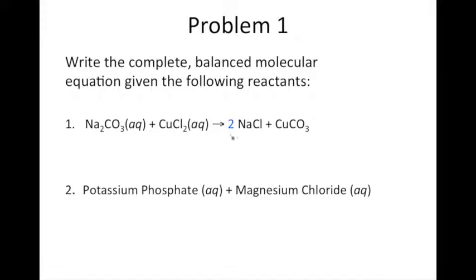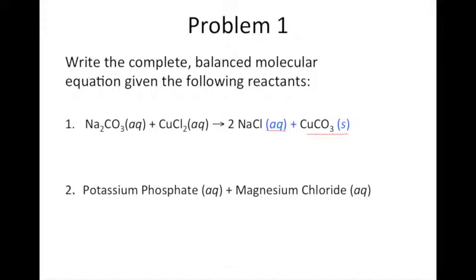So the next thing I have to do is balance the equation. I see that I need to add 2 sodiums, so that gives me a complete balanced equation. And now I need to consult my solubility rules to check for solubility. Sodium chloride is soluble, so I put the AQ. Copper carbonate is insoluble, so this would be a precipitation reaction. Let's take a look at the second one.